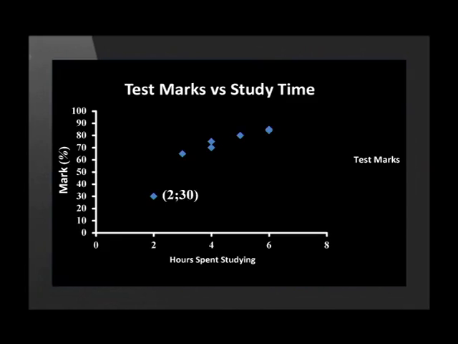This point doesn't seem to fit the trend. It shows that he spent 2 hours studying and got 30%. Points like these that don't fit the trend are called outliers. There are many reasons why this point is part of our data. It could be wrong recording, or perhaps the test was very difficult for him.